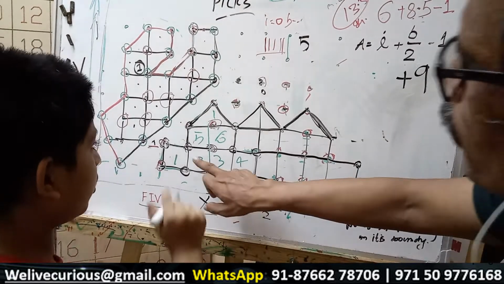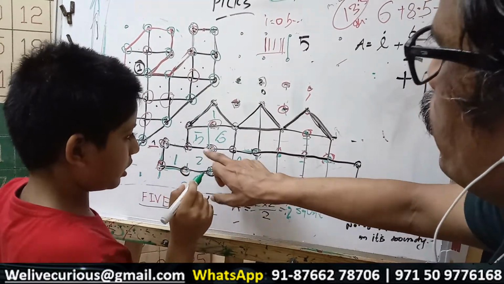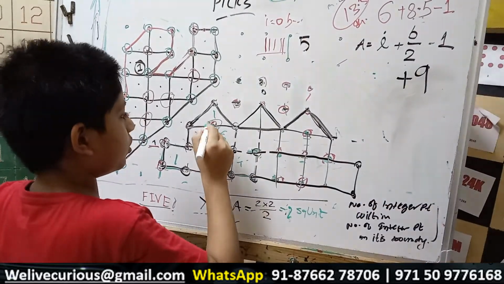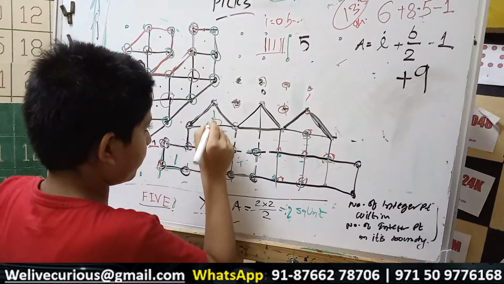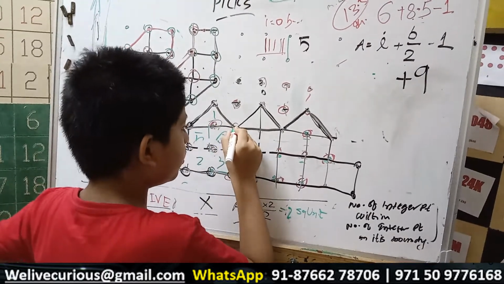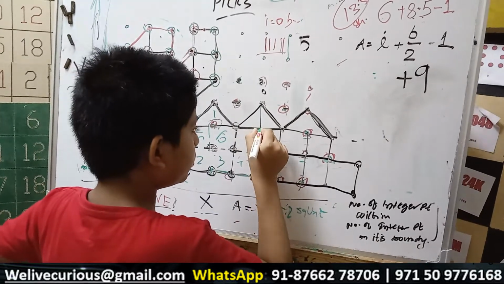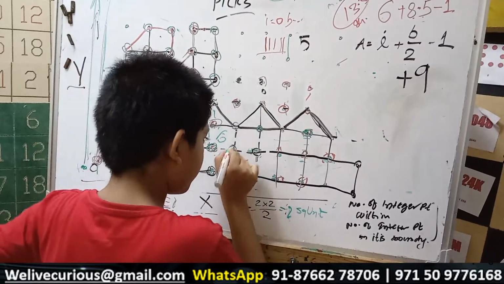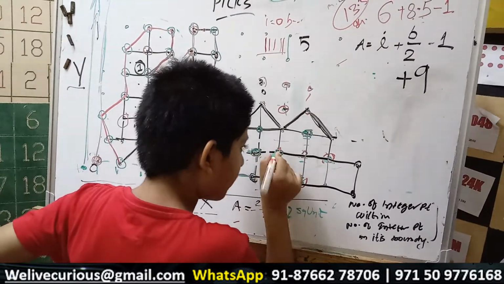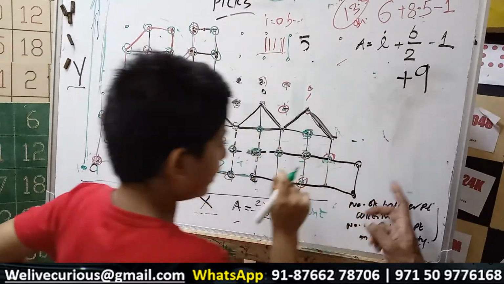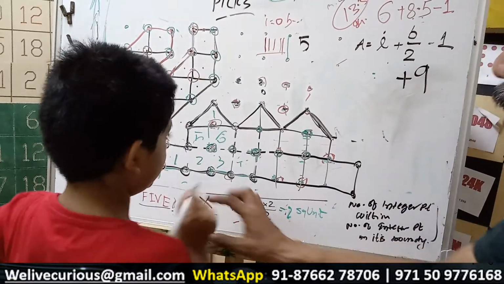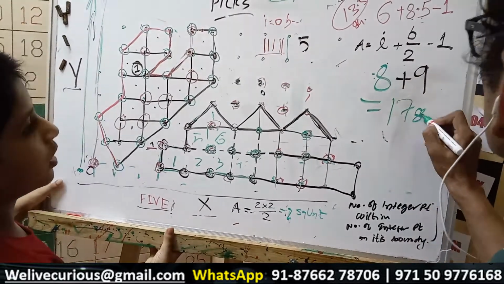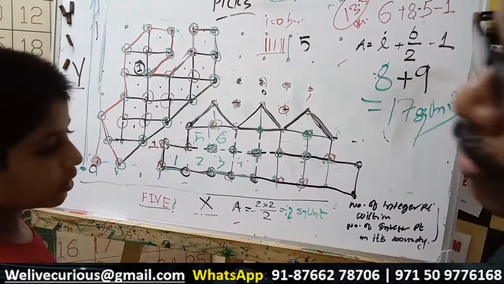I will start from here. Can you kindly delete that line? Okay, count. So I will mark this as 1. 1, 2, 3. Awesome. Correct. 4, 5, 6, 7, 8. And this is 8. Add 8 to it. 8 plus 9 is 17 square units. This is 17 square units.